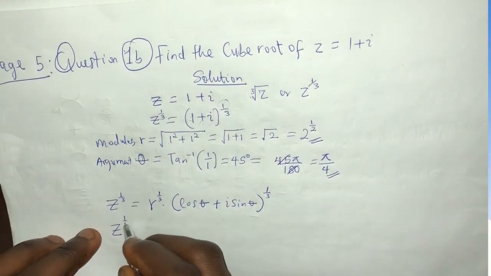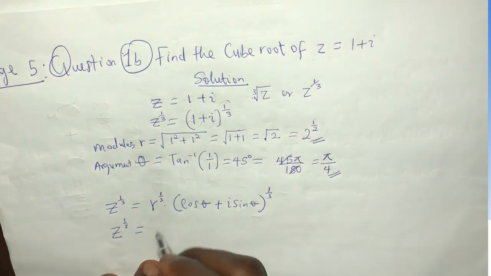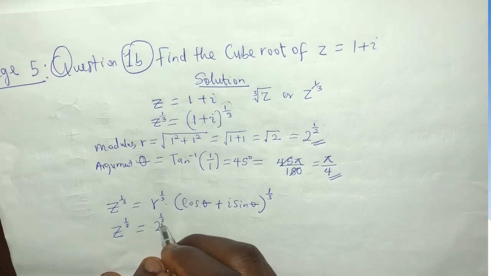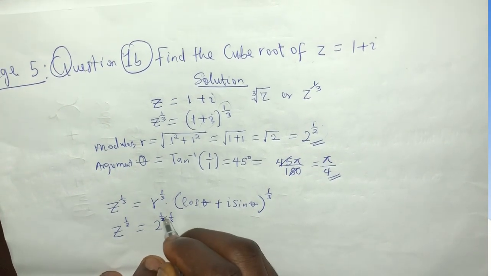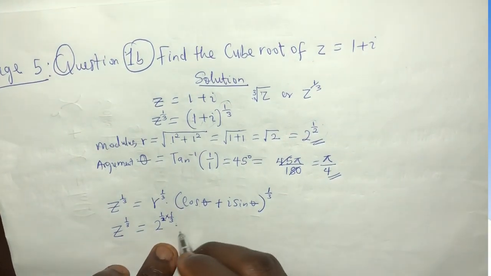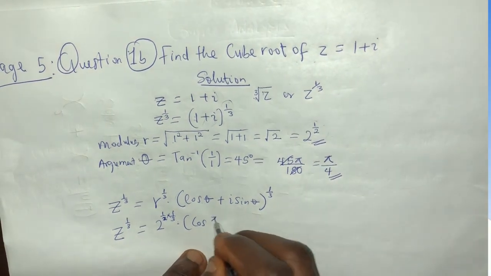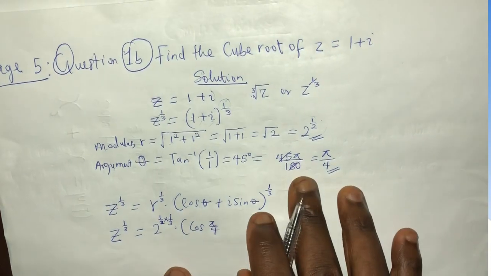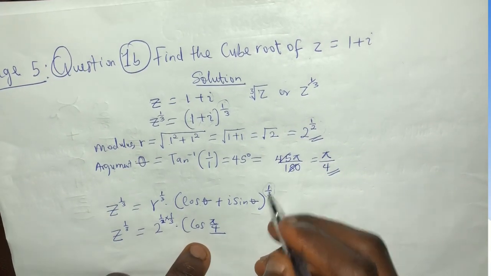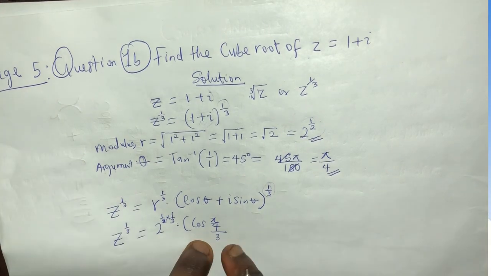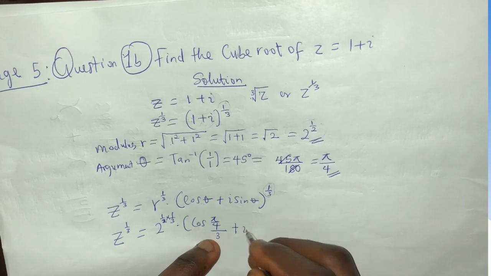So the cube root is now equal to, what do we get before as our modulus? We have 2 to the power of 1 by 2, then to the power of 1 by 3. Then multiply by cos, and you know that the angle we have is pi over 4, right? And I remember telling you that we have to multiply by 1 by 3. So if you multiply by 1 by 3, you put divided by 3 here, because 1 will multiply everything here, then over 3, then plus i sine.